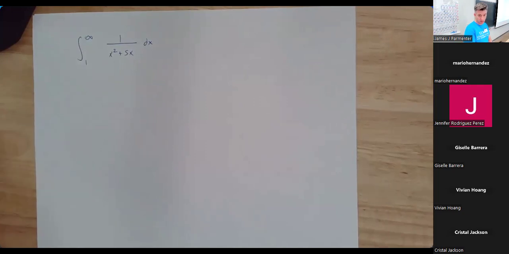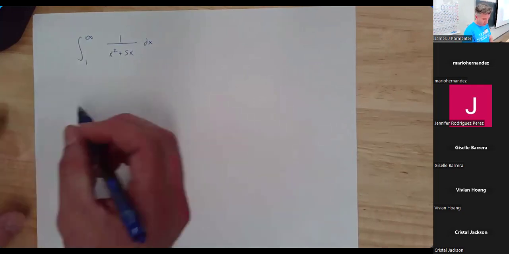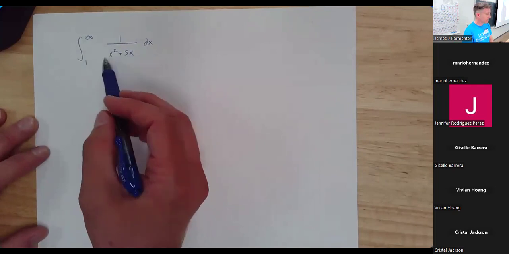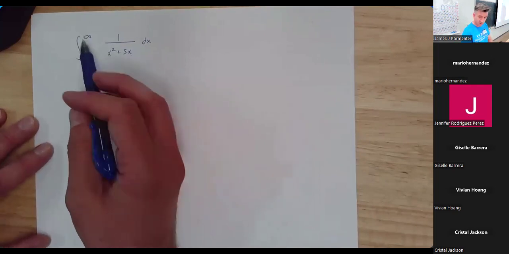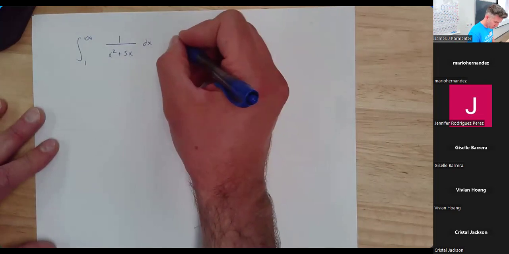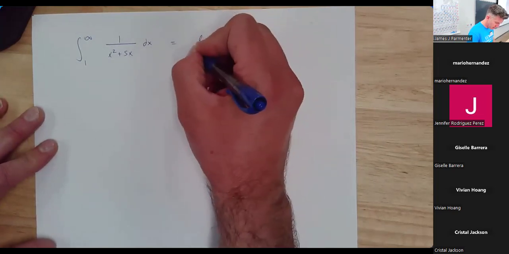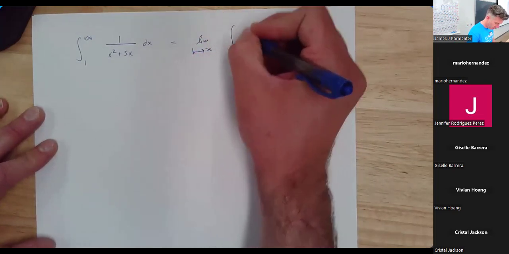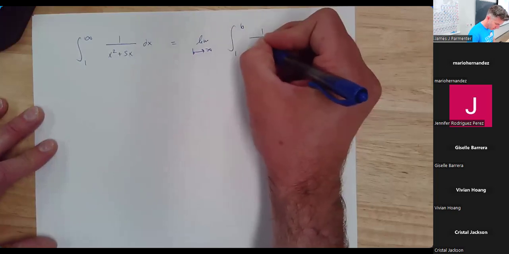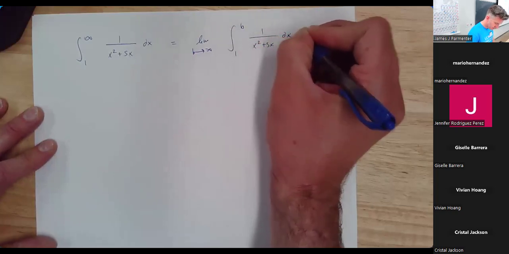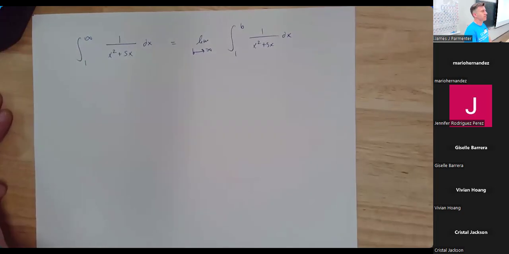No, this one, you don't have to break it up because the only places this function is undefined are when x is 0 and when x is negative 5. And neither of those are on this interval. So this one, we would just go straight ahead and say it's the limit as b approaches infinity of the integral from 1 to b of 1 over x squared plus 5x. Interesting. Which I'm pretty sure is convergent, because it's very similar to the integral from 1 to infinity of 1 over x squared, which we know is convergent.